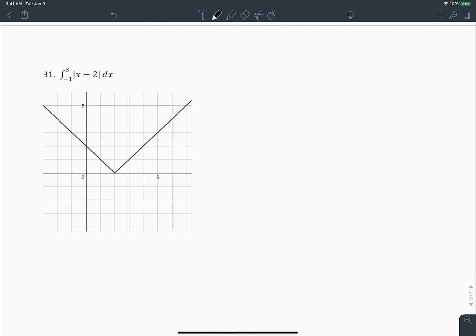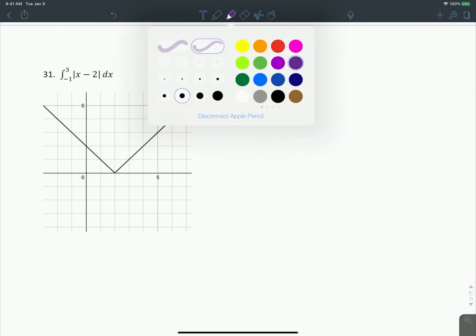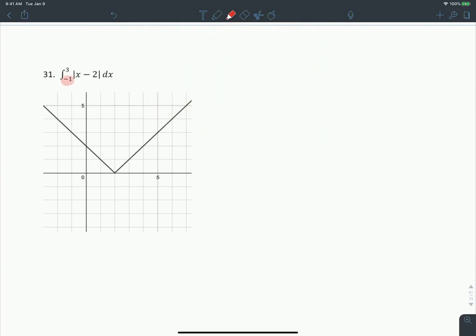31. We have a nice piecewise function. It's absolute value. But the limits here are from -1 to 3. So let's see where that looks like. That's to the left, negative 1.